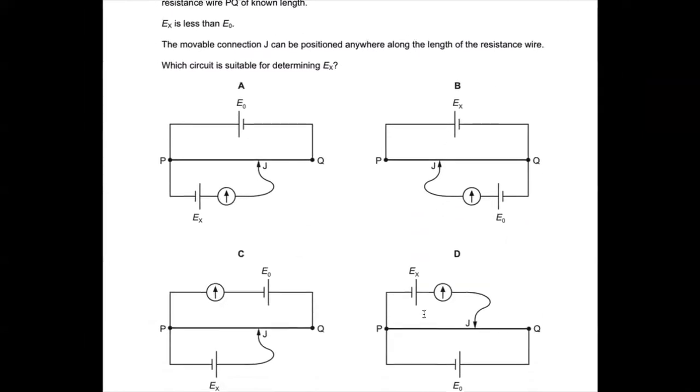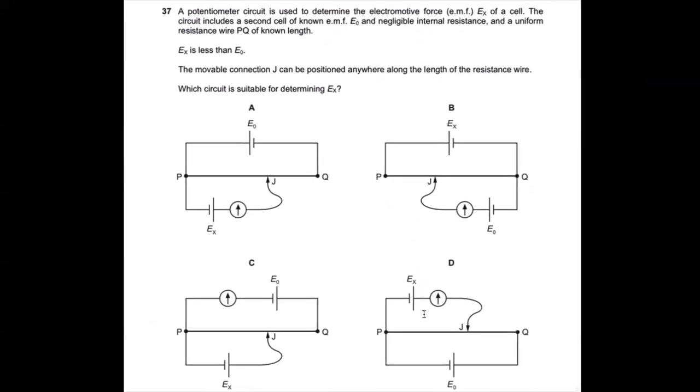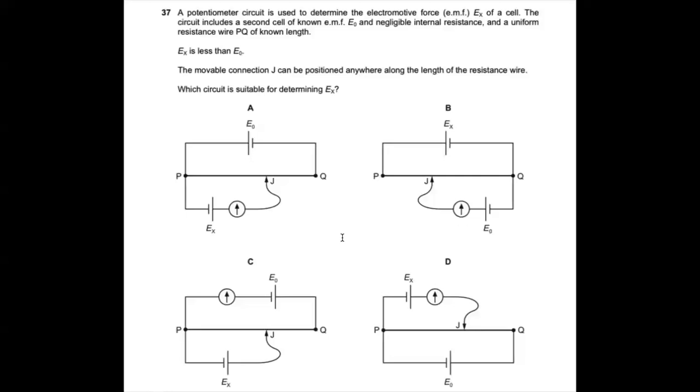So the last question we are doing for today is this one. A potentiometer circuit is used to determine the EMF of a cell. The circuit includes a second cell of known EMF E0 and negligible internal resistance, and a uniform resistance wire PQ. EX is less than E0, right? This is a requirement of this method to figure out the EMF of a cell. The movable connection can be positioned anywhere along the length of the resistance wire. Which circuit is suitable for determining EX?